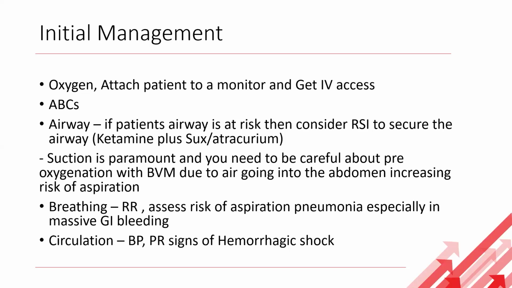So number two, you need to manage your breathing. So check your respiratory rate, assess the risk for aspiration pneumonia. Like I said, if your patient has massive GI bleeding, you may need to just take that airway and secure the airway. And now you'll be able to see how you're going to manage your patient. Circulation, check your patient's BP and pulse rate, and then look for signs of hemorrhagic shock, your tachycardia, your hypotension, all these things.